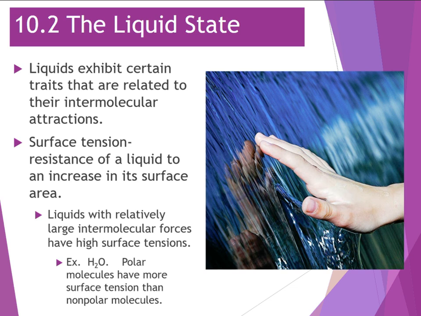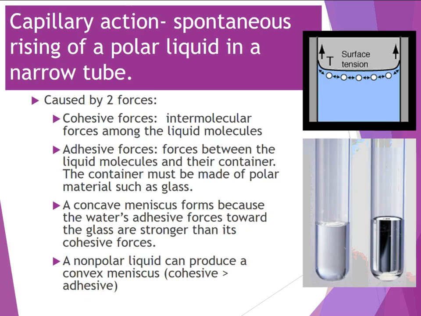Liquids with a large surface tension resist an increase in surface area. If you drop a water droplet out of a pipette, you'll see it drop down and take on a spherical shape. That's because the water molecules at the surface can't grab onto anything above, so they tend to grab onto each other and it forms this shape. Polar molecules have a lot more surface tension than nonpolar molecules have.